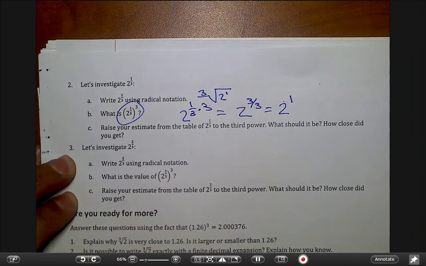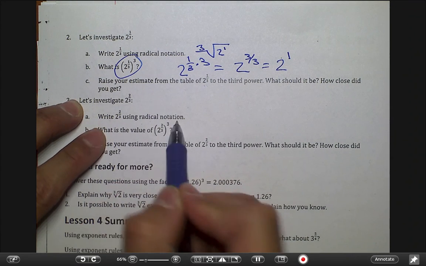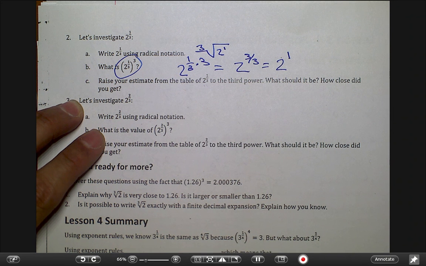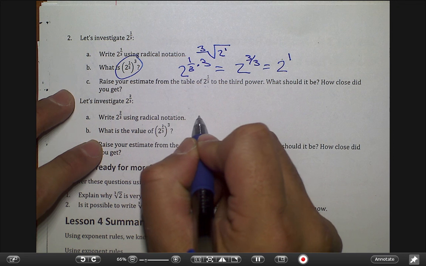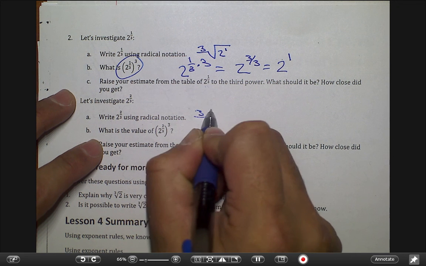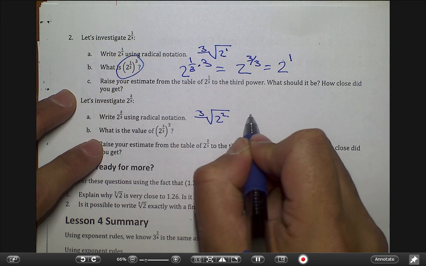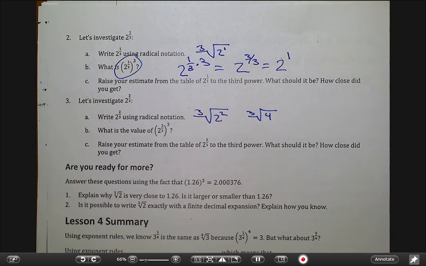Let's investigate 2 to the 2/3 power. Write this using radical notation. So, what is my power? 2, and what is my root? So, I could write this, and I could say cube root of 2 squared, or I could say the cube root of 4. Because 2 squared is 4, isn't it? Okay, good.